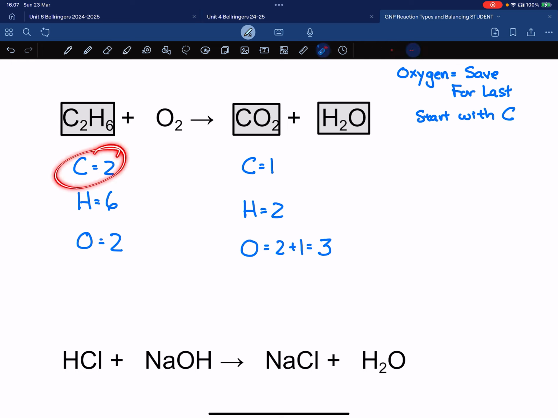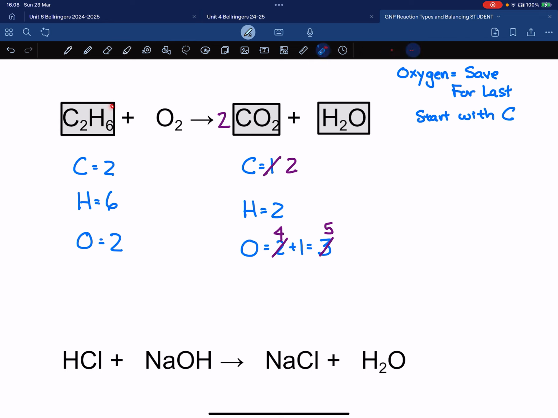Okay, so I've got 2 here, 1 here, so clearly I'm going to put a 2 right there. That makes me recount my carbon. It also makes me recount my oxygens, but I've got to be careful though, because 2 times 2 made that one into 4. It did not change that one. So now I've simply gone to 5.